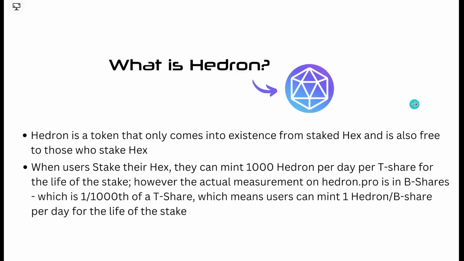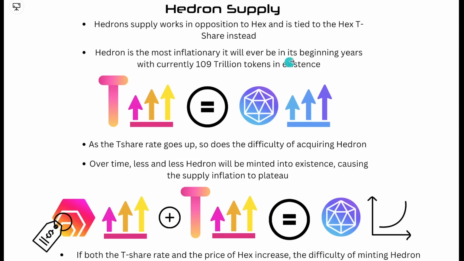So the big question is, what exactly is HEDRON? HEDRON is a token that only comes into existence from staked hex and is also free to those who stake hex. When users stake their hex, they can mint 1,000 HEDRON per day per Tshare for the life of the stake. However, the actual measurement on HEDRON.pro is in B shares, which is 1/1000th of a Tshare. Think trillion share and billion share here, not T and B, if that helps you make more sense of it. Which means users can mint 1 HEDRON per B share per day for the life of the stake.